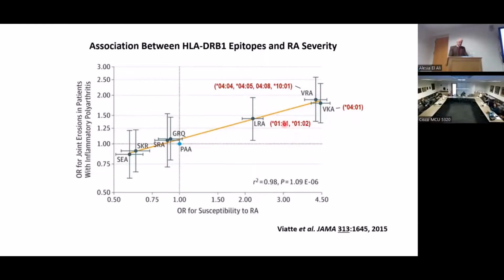But in fact, we should divide it up because they're not all equal. And in fact, a 102 is really not at all susceptible to RA, so it shouldn't even be on this list. And then if you look at all of these in terms of severe RA, you would really only find 0401 and 0404. The others are relatively rare, and they're not really going to have much of an impact here. So that really says that we're focusing primarily on one or two alleles when we're talking about severe RA.